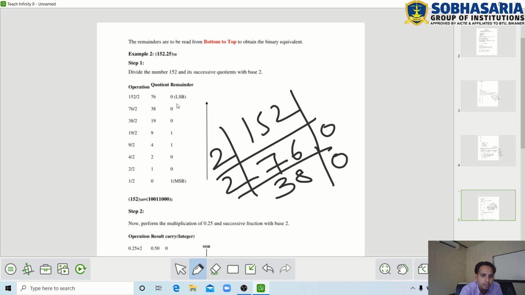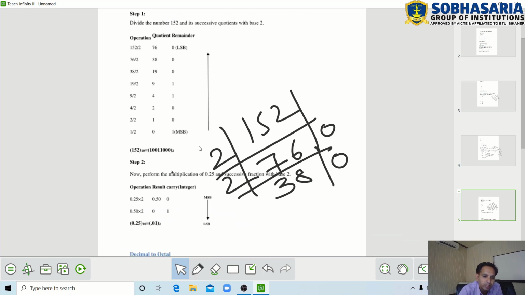So first remainder will be known as LSB and last will be known as MSB, and the answer will be written from bottom to top as 0 0 1 1 0 0 0 1 0 0 1 1 0 0 in form of binary. Now we calculate the second portion, that is the fraction part.